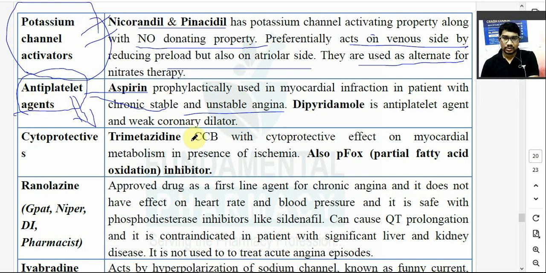Then dipyridamole is also another drug, so that is also antiplatelet. Dipyridamole is antiplatelet, but also it is a vasodilator. It is a weak coronary dilator. That's why dipyridamole. Okay? So it has a dual action, vasodilation and also inhibiting platelet aggregation.